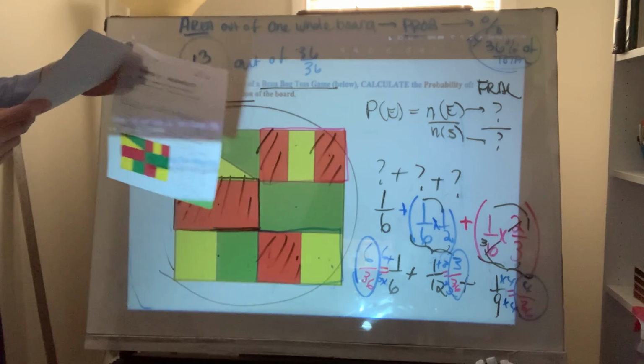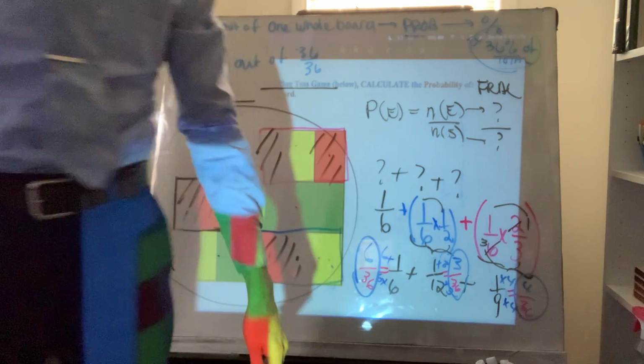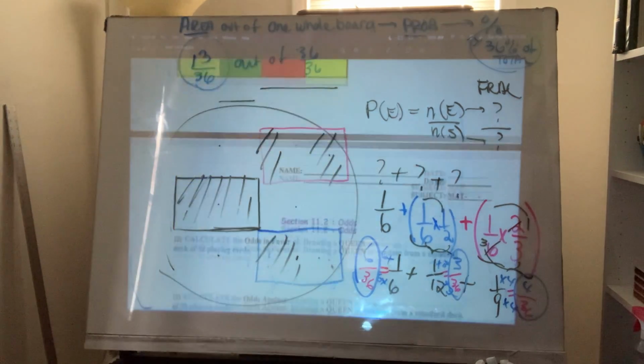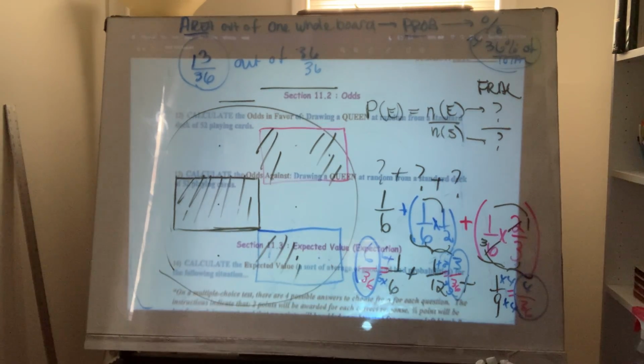Okay. Number 12. Now we're talking about odds in favor and odds against.